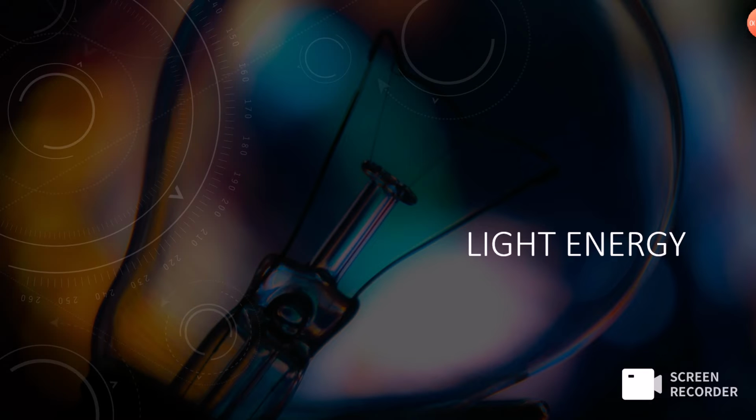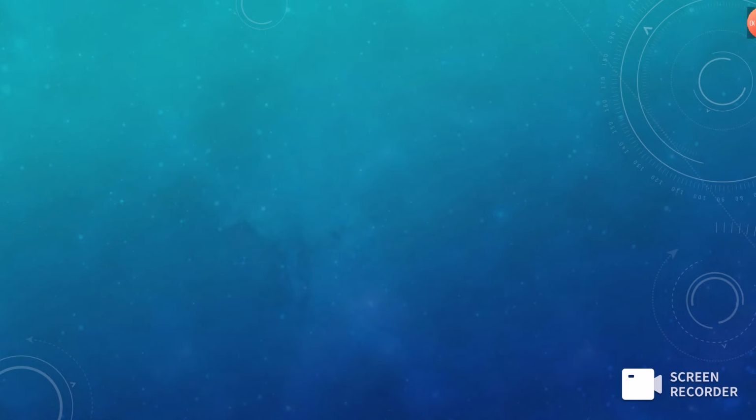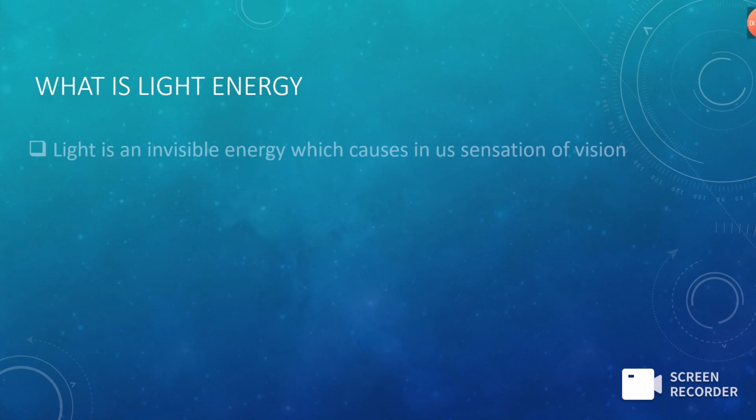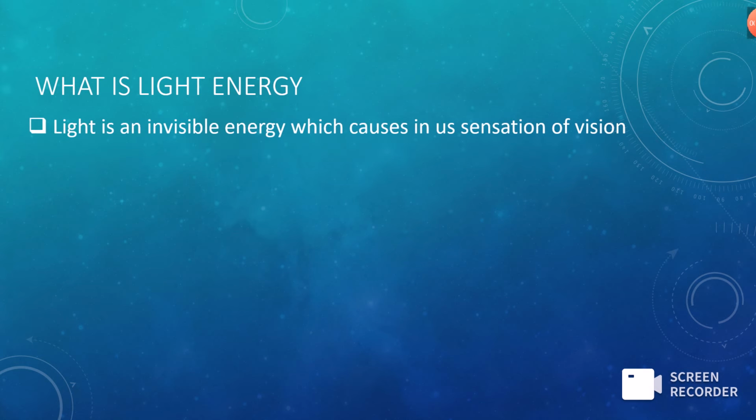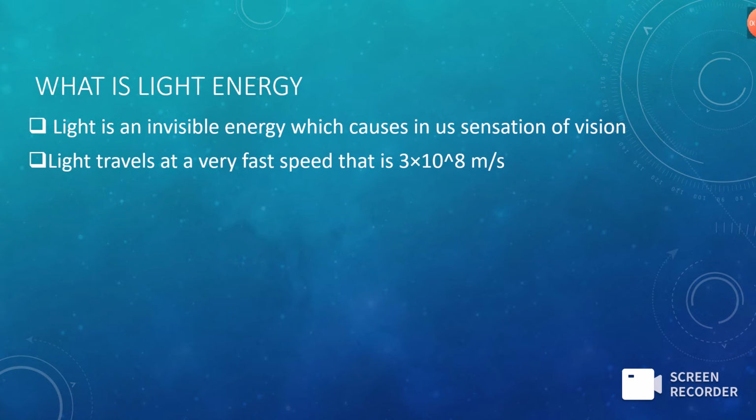So today we are going to learn about light energy. What is light energy? Light is an invisible energy which causes the sensation of vision. Light travels at a very fast speed, that is 3 × 10^8 meters per second.